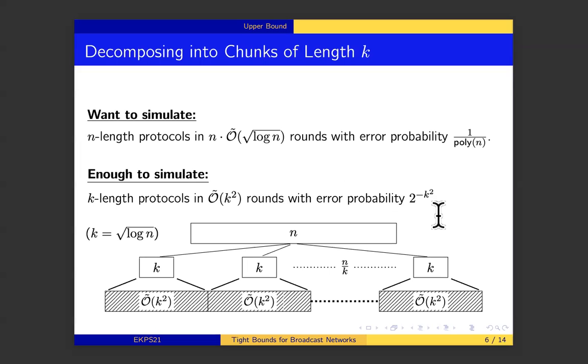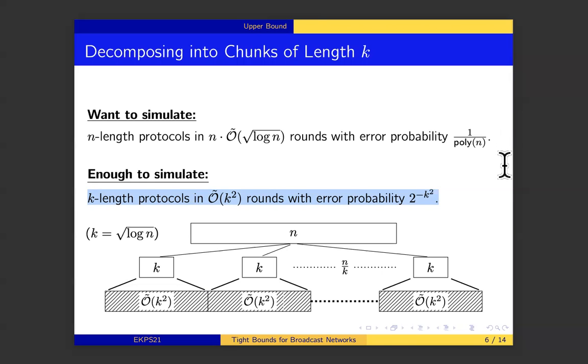And the reason this is sufficient is because you can take your n-length protocol, break it into chunks of length k, and apply this simulation with k squared rounds on each chunk. This would mean your overall protocol has length n over k times k squared, which is nk, which is n root log n as desired. And also the whole simulation is correct because each chunk is correct except with probability polynomially small in n. 2 to the minus k squared is polynomially small in n. And there are n over k, or fewer than n, chunks that we are simulating, and we can union bound over all of these chunks and still get an error that is 1 over poly n.